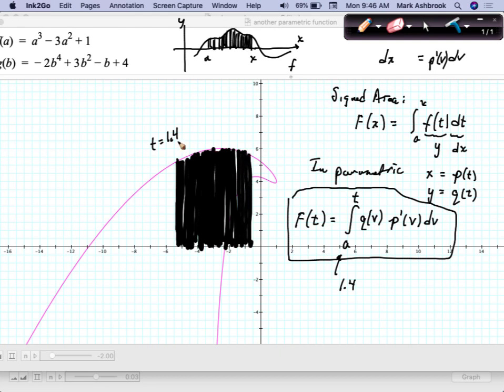Oh, I think this is negative 1.4, because when t was 0 it was here. This was t equals 0, at 0 comma 1.4. Okay? And so I'm accumulating again here. Still accumulating. So what's going to happen when I get to the bottom point and I start turning around?